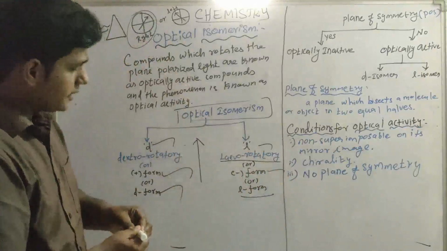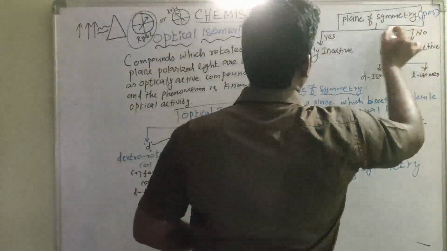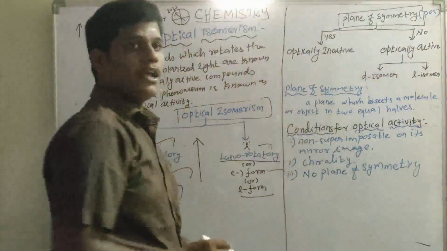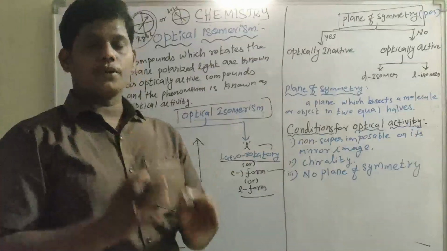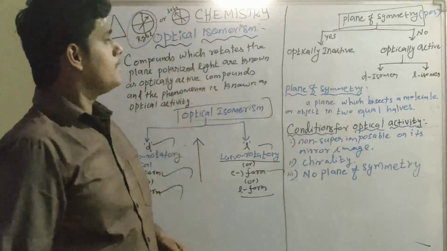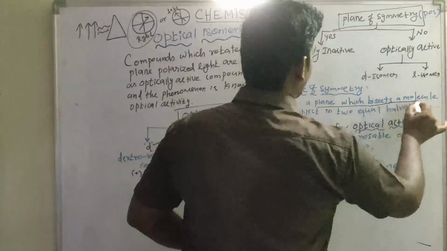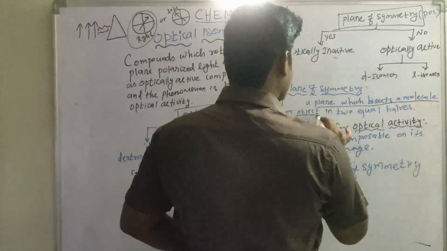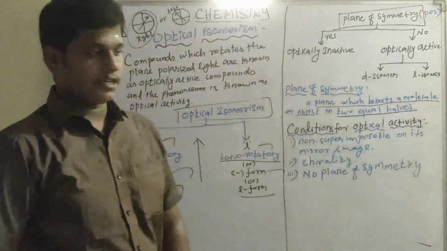Okay. Next, we move to the plane of symmetry. This is more important. Before you know optical activity, you should know the plane of symmetry. First of all, what is a plane of symmetry? A plane which bisects a molecule or object into two equal halves is called a plane of symmetry.